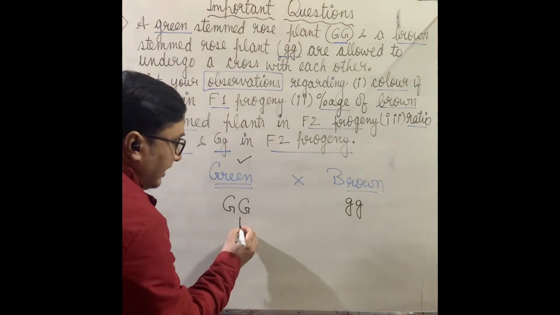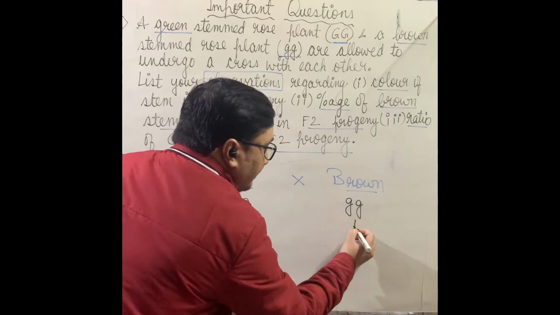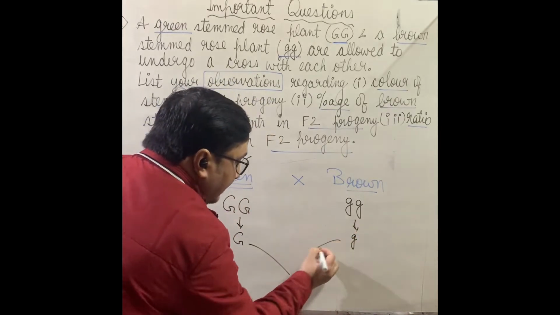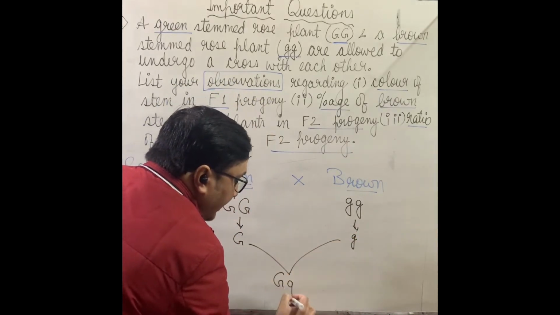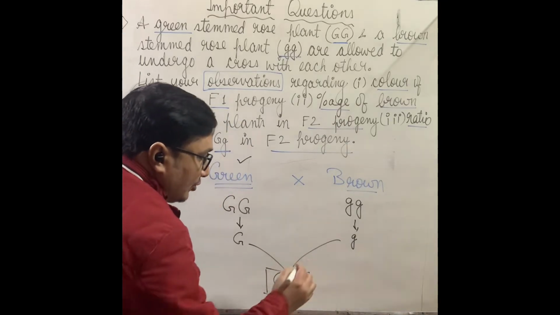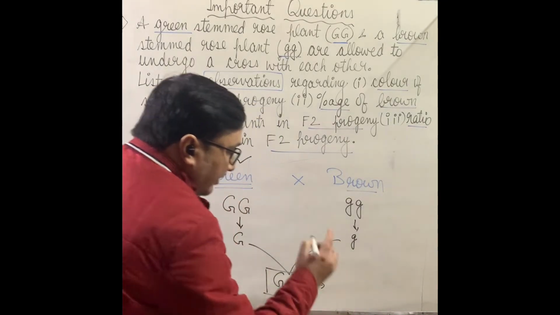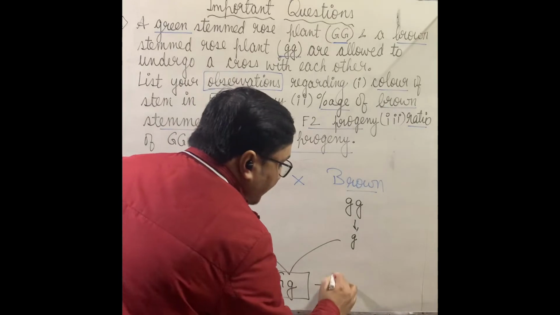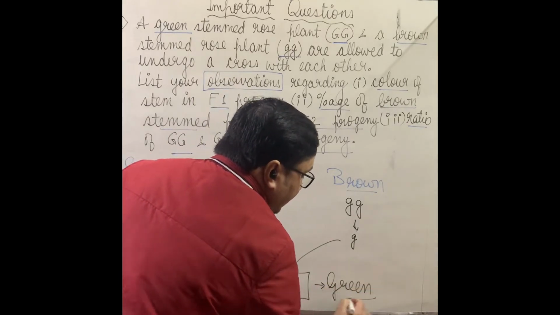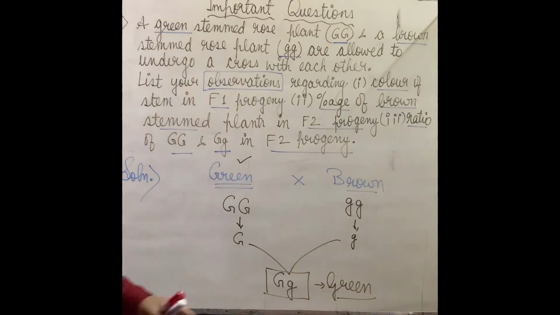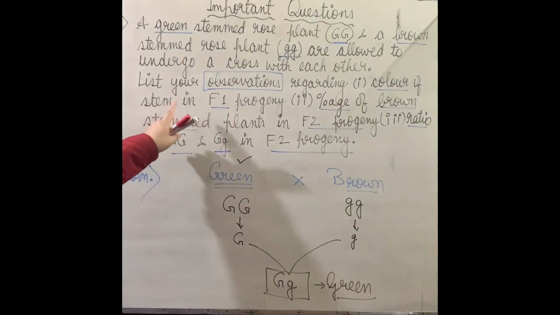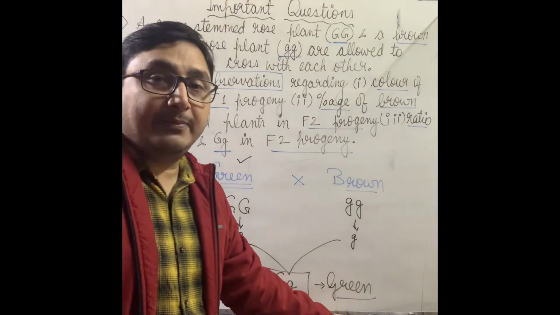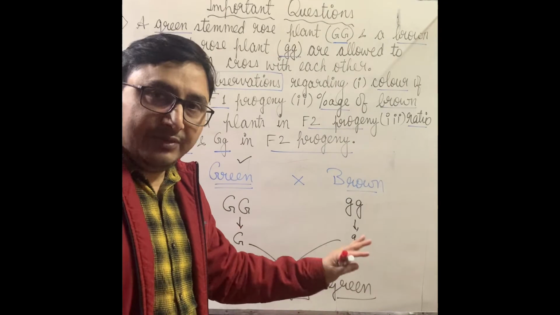If I show the working, first gamete formation, and then fertilization. So we get capital G small g, which also represents a rose plant with green stem. Fine. So the first answer is green. What is the color of stem in F1 progeny? It is green in color. Done with the first part.